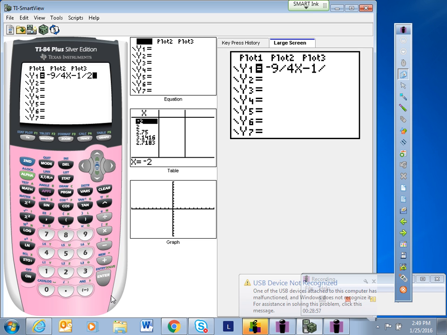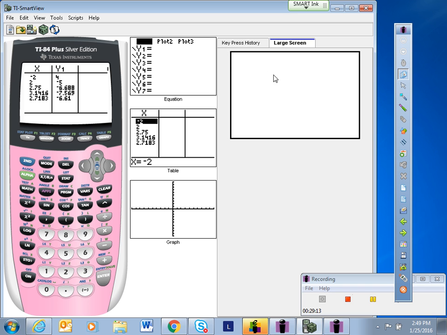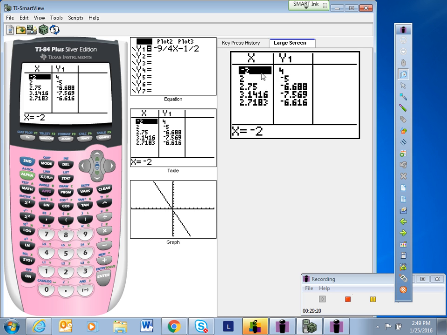Now, there's lots of different ways you can do it. What's one way I could do it? I could go to the table. I could go second and table, and I could look at my table. There's (-2, 4) and there's (2, -5). Okay? Here's another way you could do it.